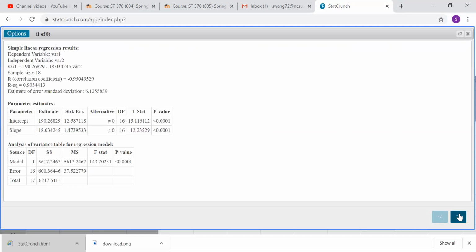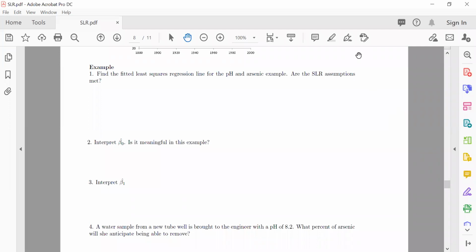Now let's take a look at the assumptions. Let me switch it to our note, and let me write it here so that we could do it. It may be a little bit slow this way, but I feel this may be better. So the fitted least squares regression line would be y hat equals 190 minus 18x. This is the fitted regression line.